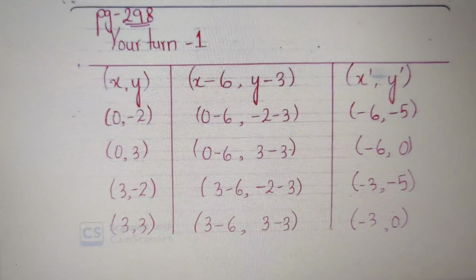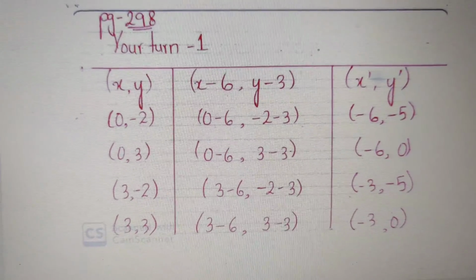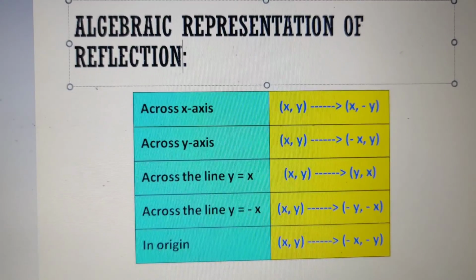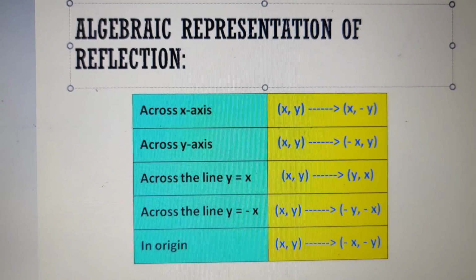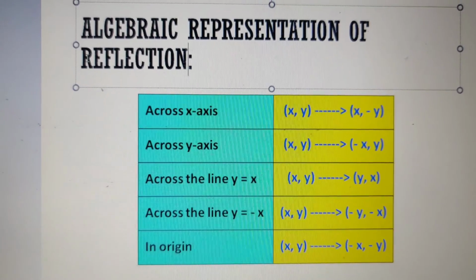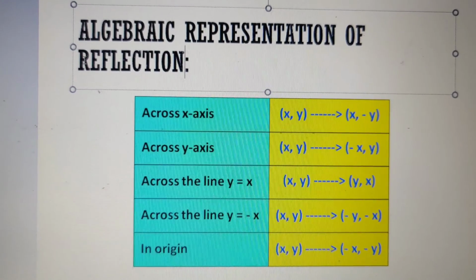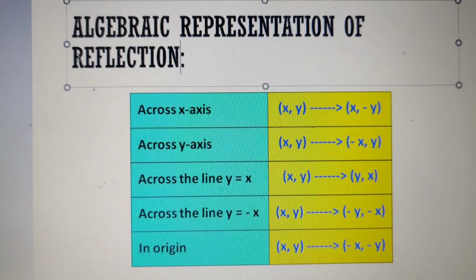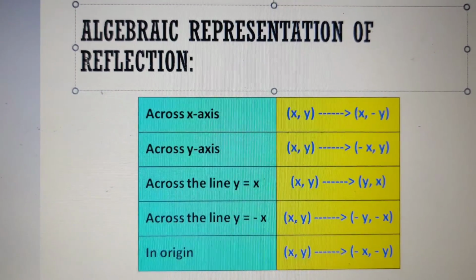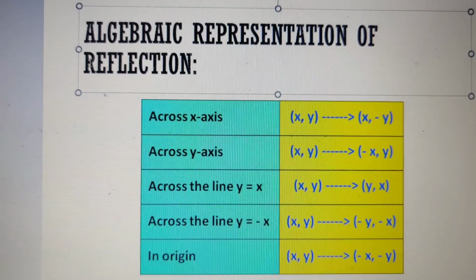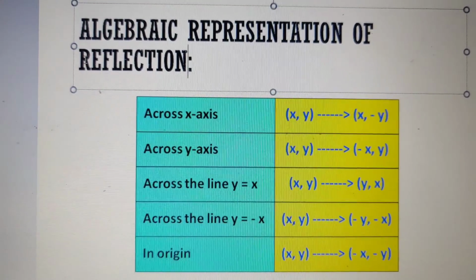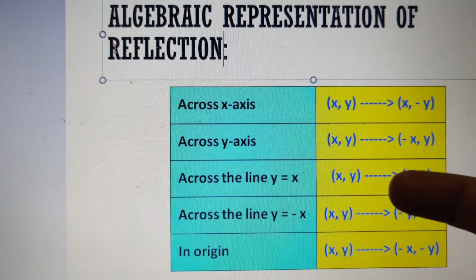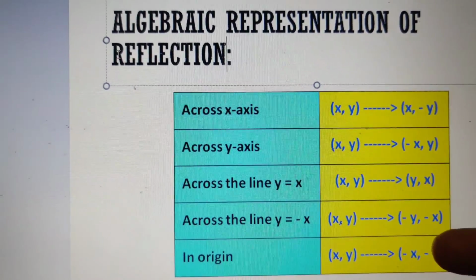Now let's move to the algebraic representation of reflection. This is the formula for the algebraic representation of reflection. Each and every transformation has its own formula. So if the image is reflected across the x-axis, then the coordinates will be changed according to this: x will remain the same, y will be negative. If the image is reflected across the y-axis, then the coordinates will be changed according to this. These are the formulas and the coordinates will change according to them.